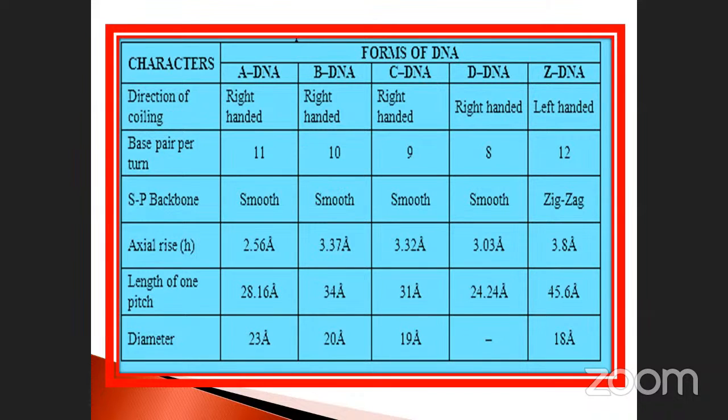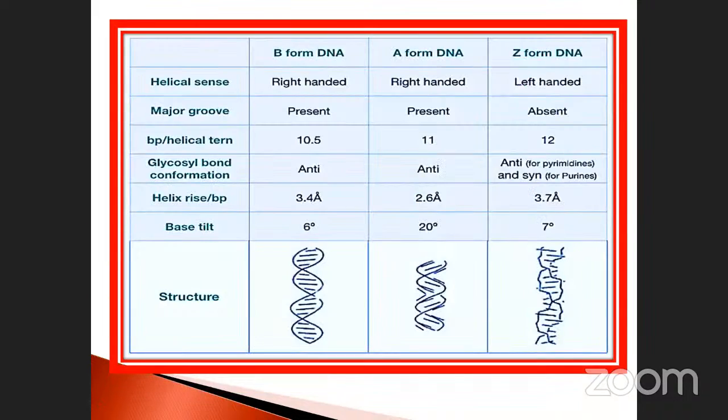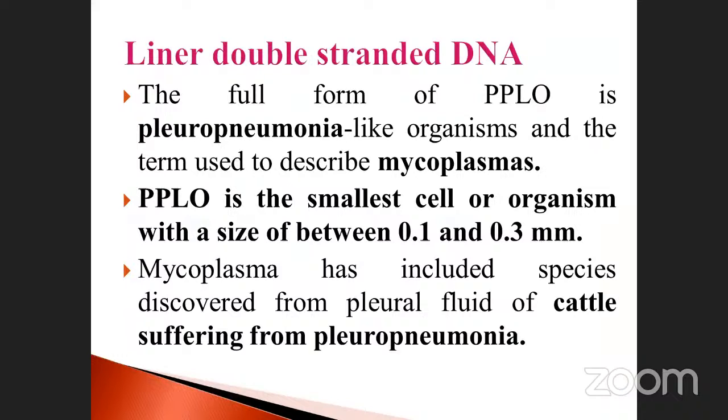And the length of the DNA, the diameter also varies depending upon the forms. So we already saw it, and these are the structures we already saw. And then another one, the standard linear double stranded DNA molecules we studied.